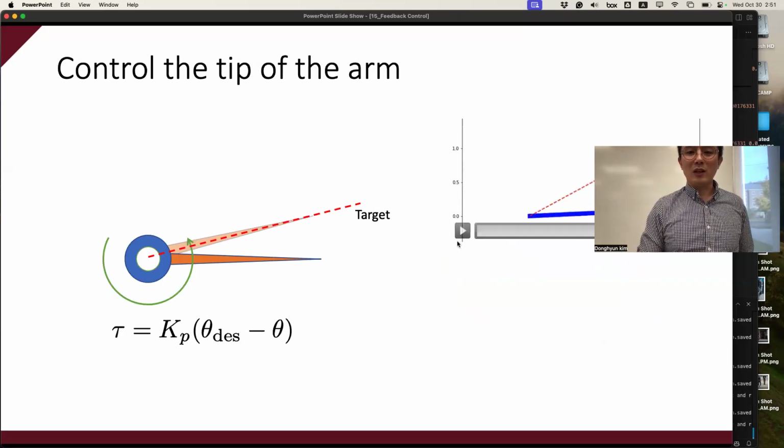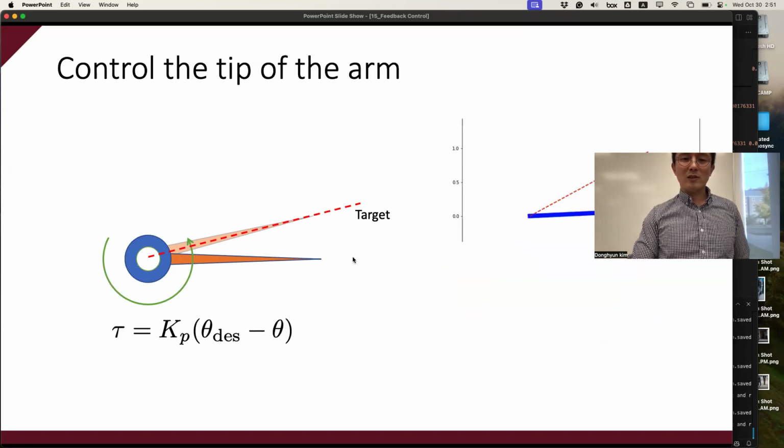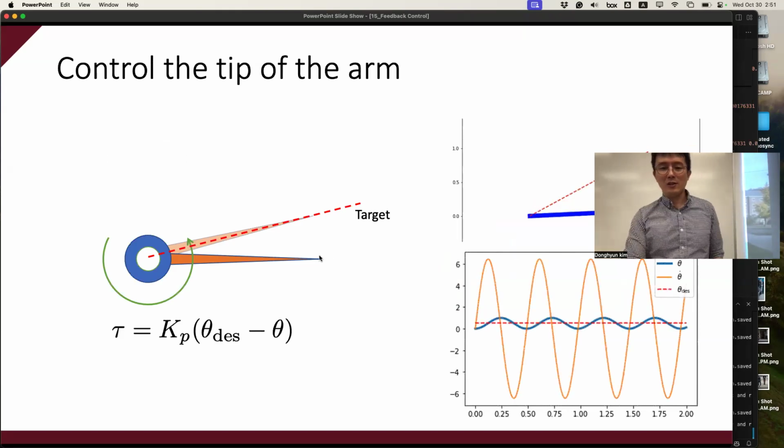Okay, this is the simulation result, and when I plot it, it's like this. Blue is the angular position. This is the angular velocity. This is our desired. Seems a bit different from what I want, right? Why is it oscillating around this desired target angle instead of settling?